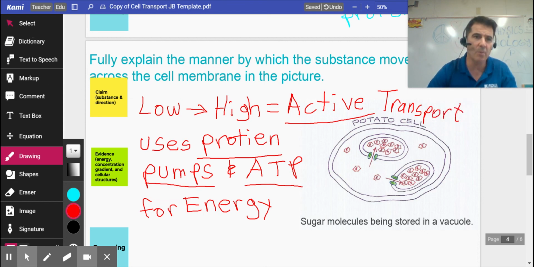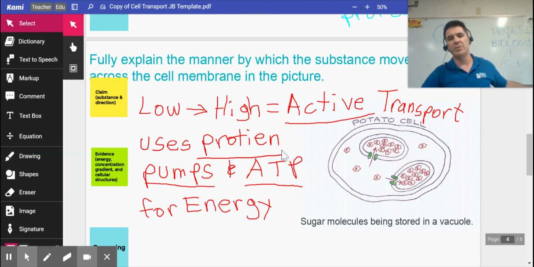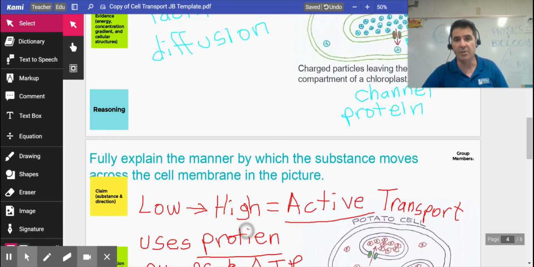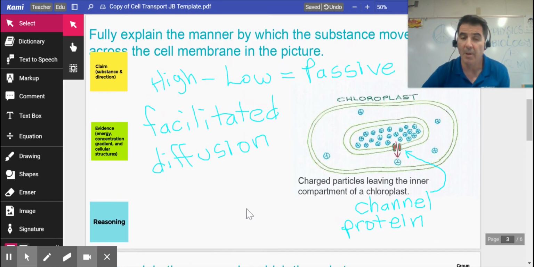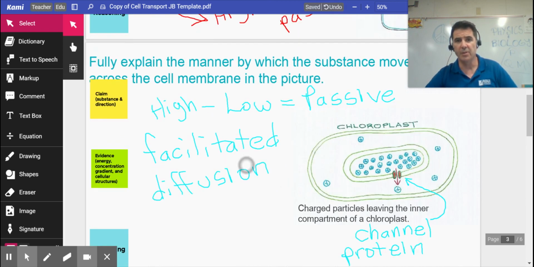Just to review one more time, this one is the only one that's active transport. It uses protein pumps to go from low concentration to high, and it needs energy to go the wrong way. This one is a type of diffusion. It's passive transport because it's going from high to low. It's going through a channel protein and not just through the membrane. And so we call it facilitated or helped diffusion.